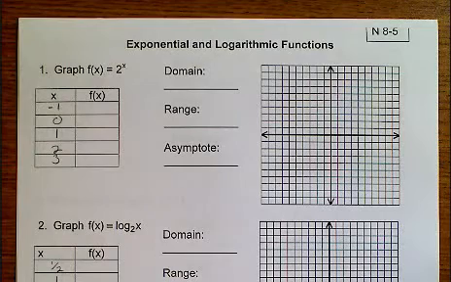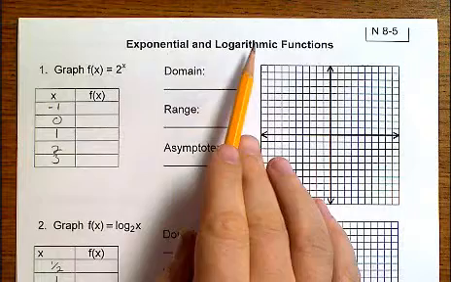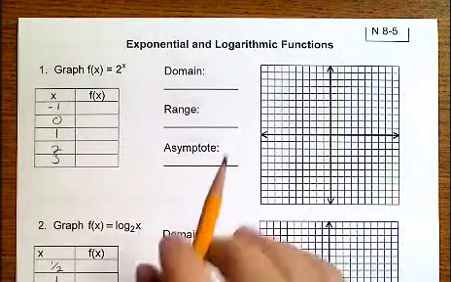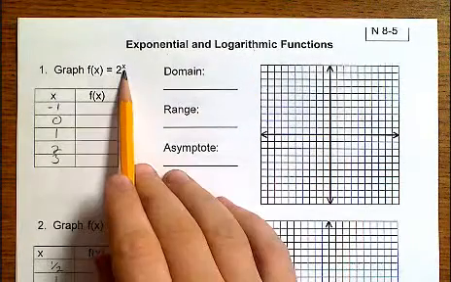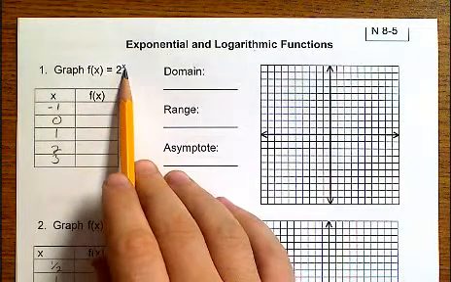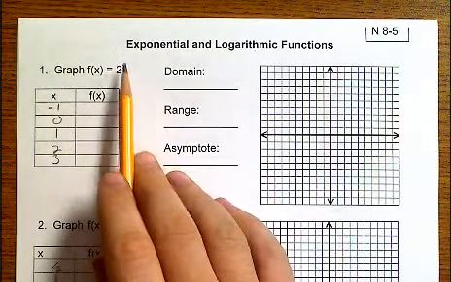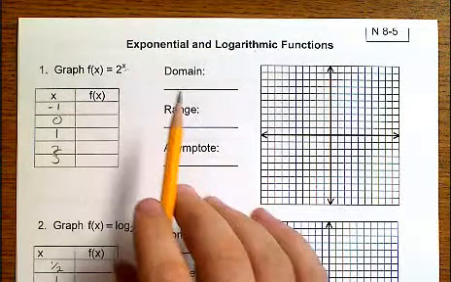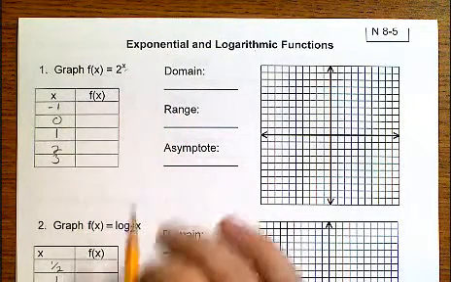These are the notes for 8-5, and we're going to be talking about exponential and logarithmic parent functions. So let's start with an exponential function. This is 2 to the x. Anytime you have an exponential function, x is in the exponent. Well, let's go ahead and figure out what these values are.